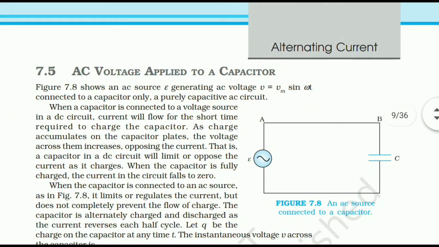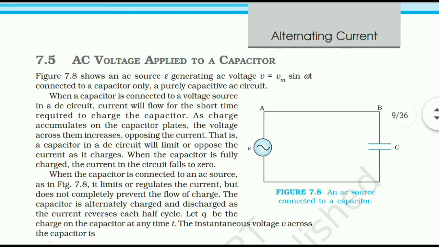7.5 AC voltage applied to a capacitor. Figure 7.8 shows an AC source E generating AC voltage V equals Vm sin omega t connected to a capacitor only, a purely capacitive AC circuit. When a capacitor is connected to a voltage source in a DC circuit, current will flow for a short time required to charge the capacitor. As the charge accumulates on the capacitor plates, the voltage across them increases, opposing the current. That is, a capacitor in a DC circuit will limit or oppose the current as it charges. When a capacitor is fully charged, the current in the circuit falls to 0.